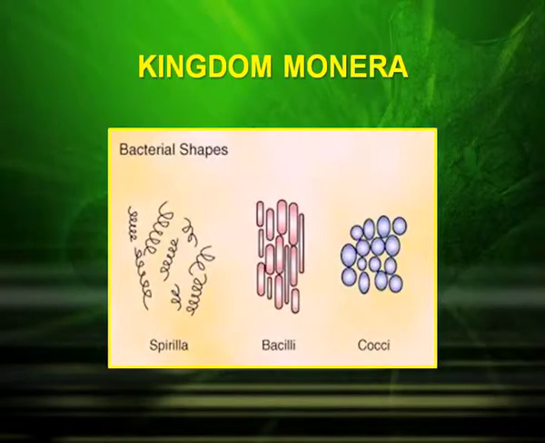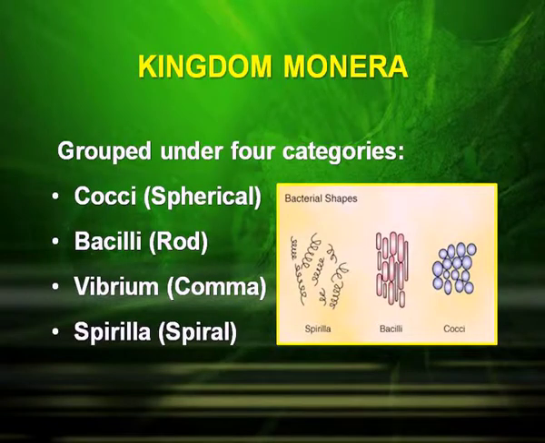Kingdom Monera. It is found everywhere and in extreme habitats. It is grouped under four categories based on their shapes: Cocci, which are the spherical ones; Bacilli, the rod-shaped ones; Vibrio, the comma-shaped; Spirilla, the spiral-shaped.